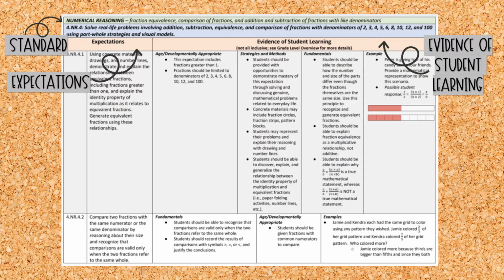Let's review the standards document. The standard will always be found at the top of the document with the expectations or substandards and evidence of learning below. Just a reminder, the evidence of learning is going to be very helpful when planning for instruction. Within this standard, each expectation has examples in the evidence for learning. This is going to be especially helpful when planning for instruction as well as finding resources.